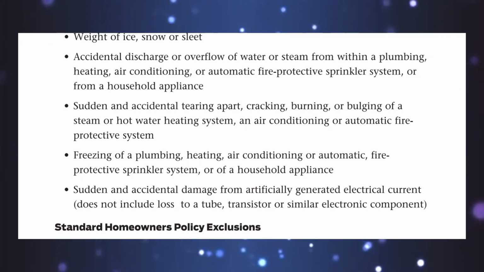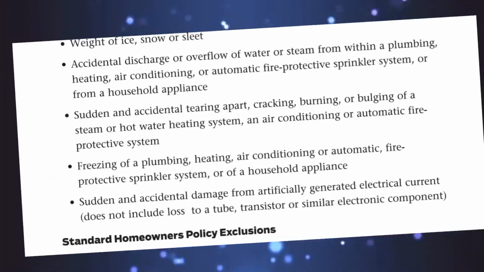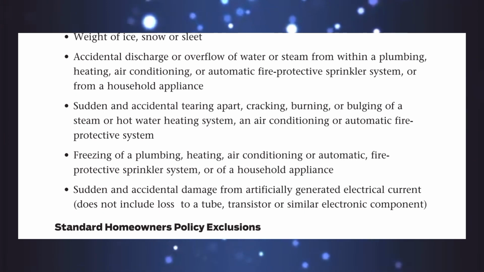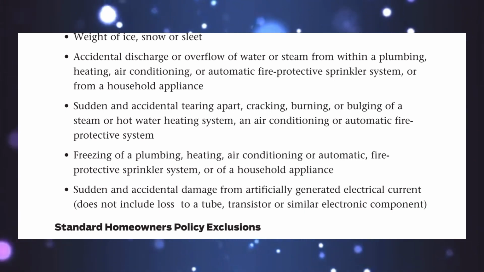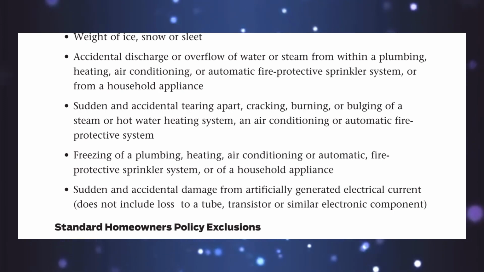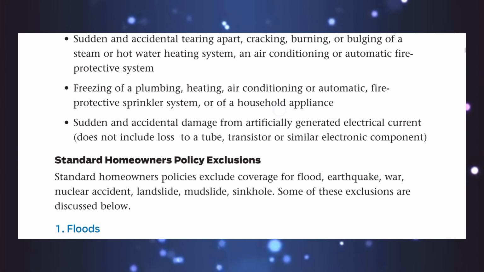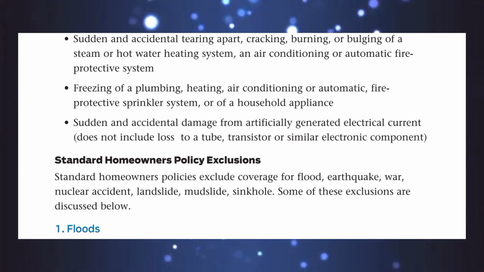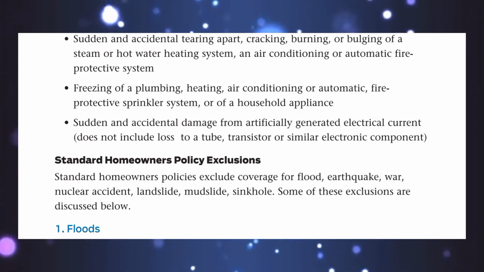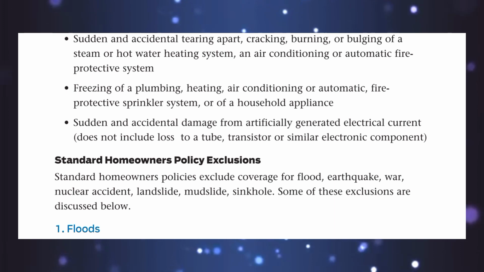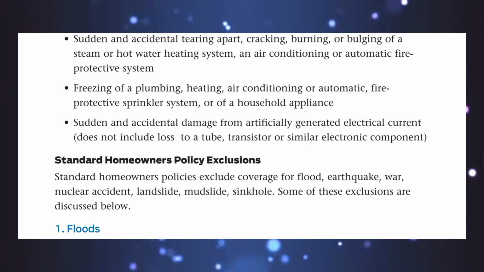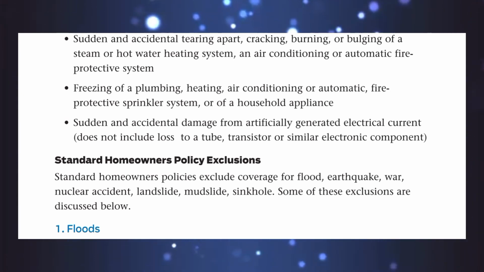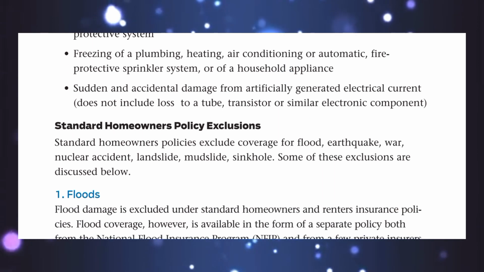appliance. Sudden and accidental tearing apart, cracking, burning or bulging of a steam or hot water heating system, an air conditioning or automatic fire protective system, freezing of a plumbing, heating, air conditioning or automatic fire protective sprinkler system or of a household appliance. Sudden and accidental damage from artificially generated electrical current does not include loss to a tube, transistor or similar electronic component.